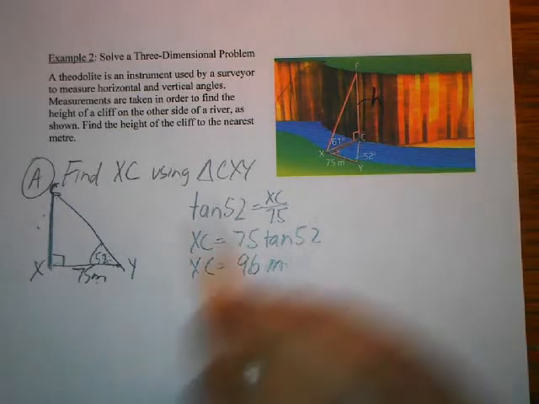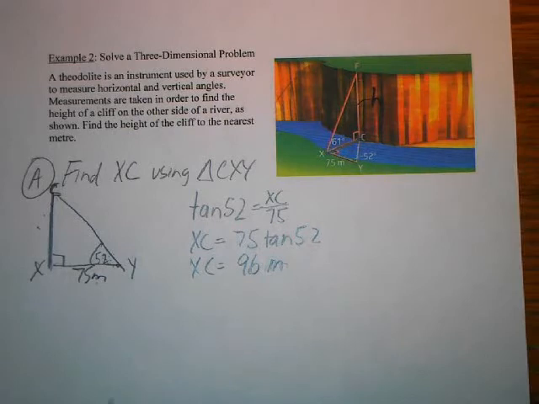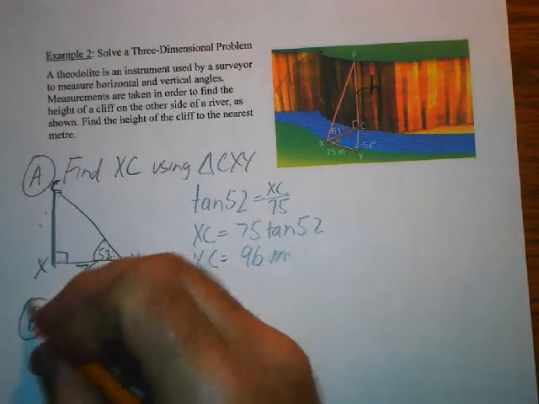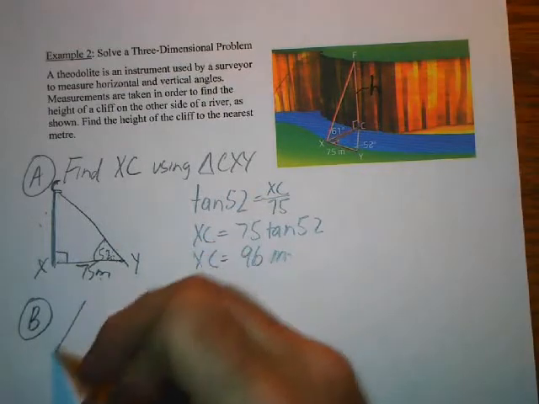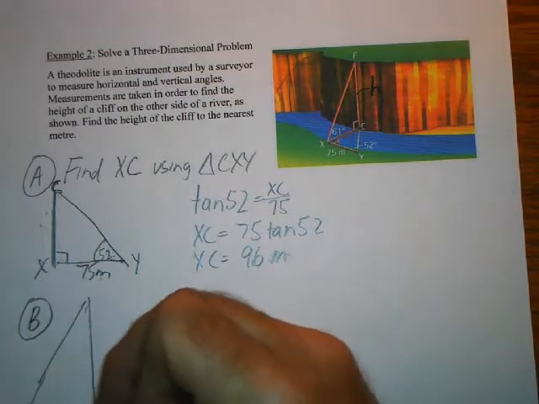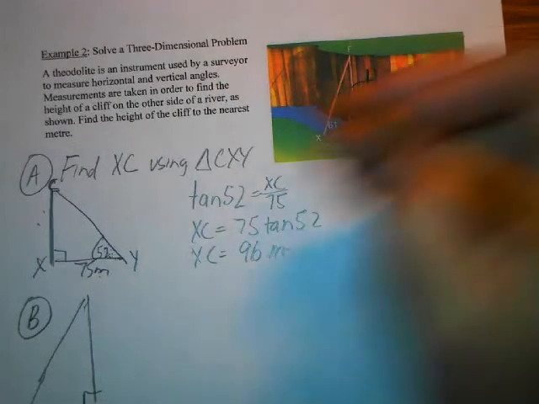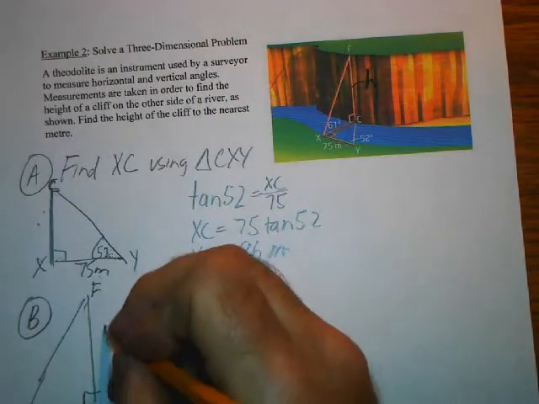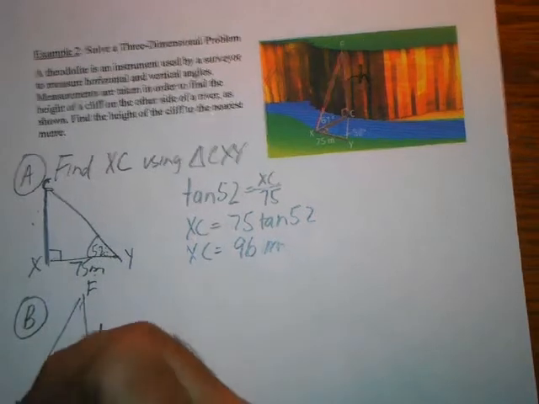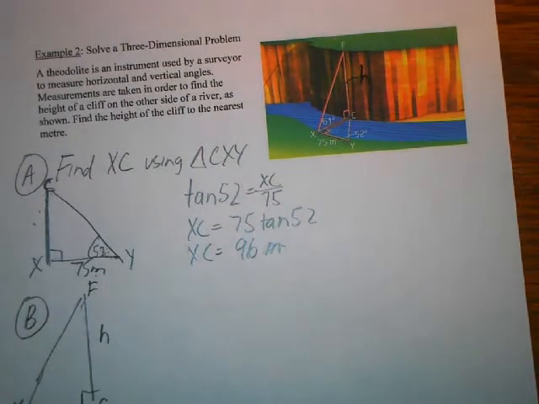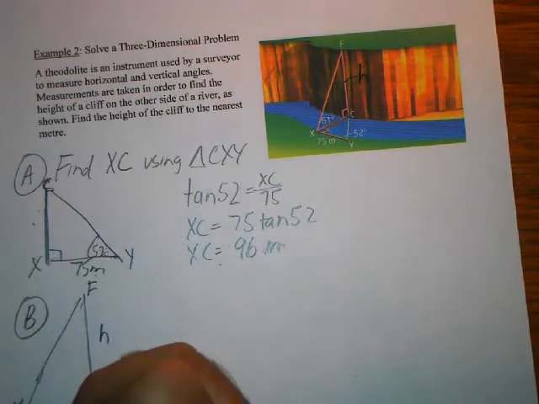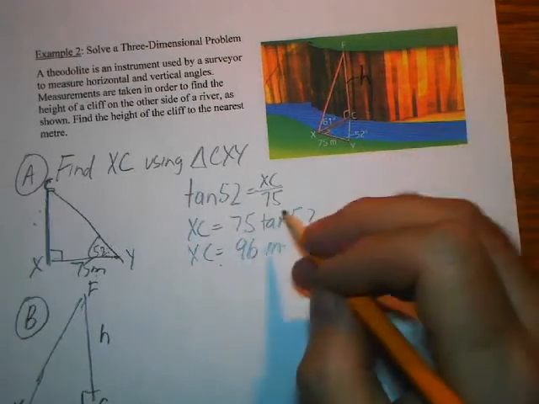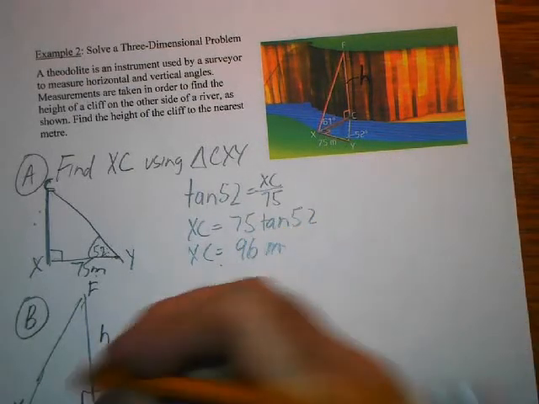But that's not what they asked. They asked what's the height of the cliff. So our part B is going to be now looking at this vertical triangle. Okay, so we got our F up here. There's the side that I've called H. There's my XC, and I just figured out XC from the previous question. That's 96 meters. And this angle at X is 61 degrees.